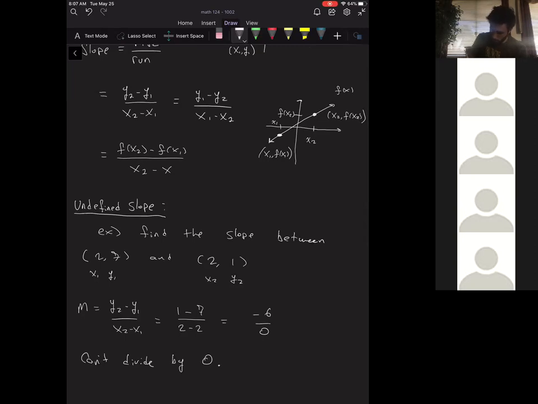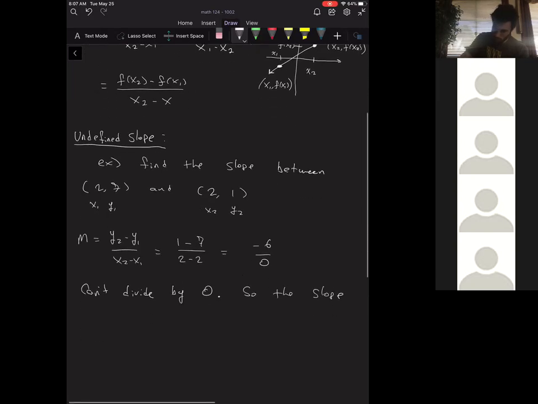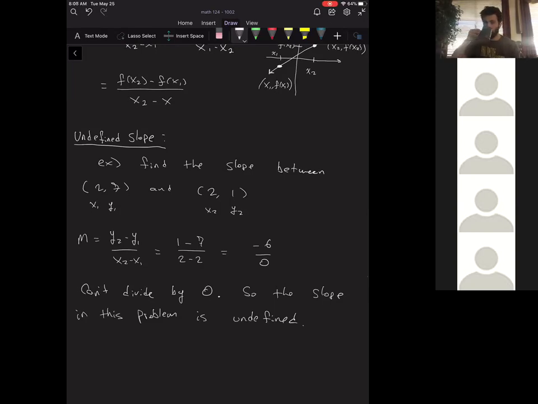So the slope in this problem, okay? So this is the only time where we're going to have an undefined slope. Remember with a fraction, you can have 0 on the top of the fraction, you just can't have 0 on the bottom of a fraction.